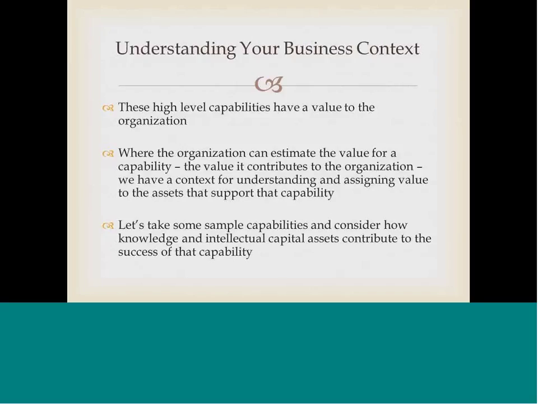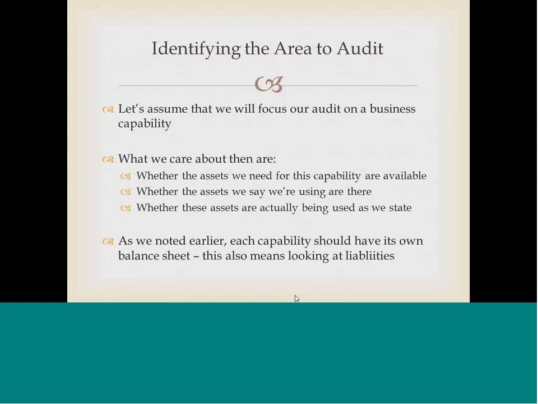So taking the capability as the starting point and then understanding, in particular, a high-value operational capability, we have some sense of what the value of that is to the organization. We can then look to infer the value of the intellectual capital assets to that capability. So let's take a sample capability and consider how knowledge and intellectual capital assets contribute to the success. Remember how they influence that capability. So we're going to assume that our audit will focus on one of those business capabilities.